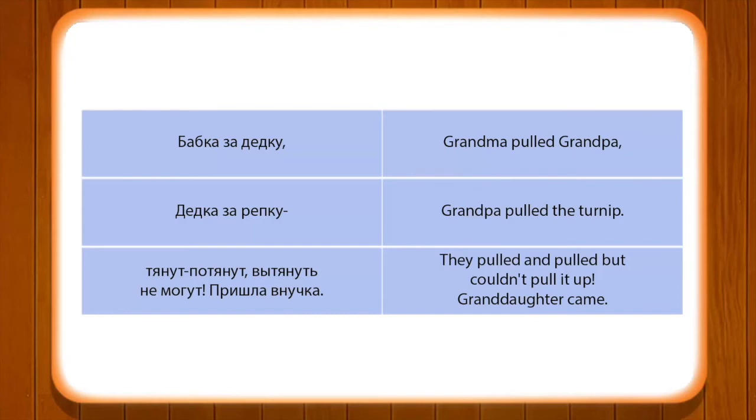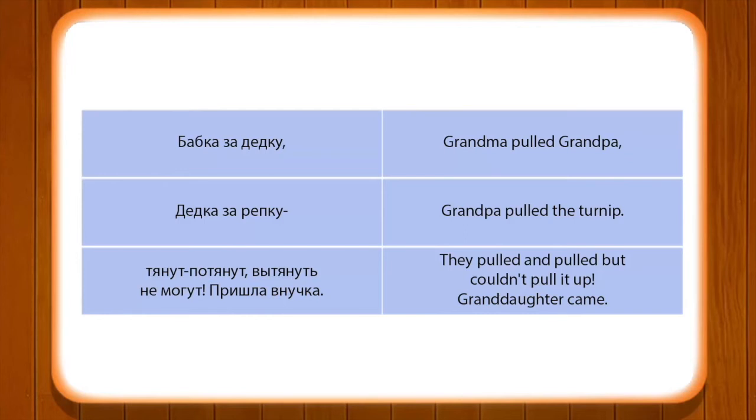So the next sentence is Prishla vnuchka. Vnuchka is, of course, not this one, but this one. Vnuchka is granddaughter. Prishla means she came. The granddaughter came, and then she is also helping them, and she stood behind the grandmother. So vnuchka za baapko means the granddaughter is after the grandmother, and she is helping them.